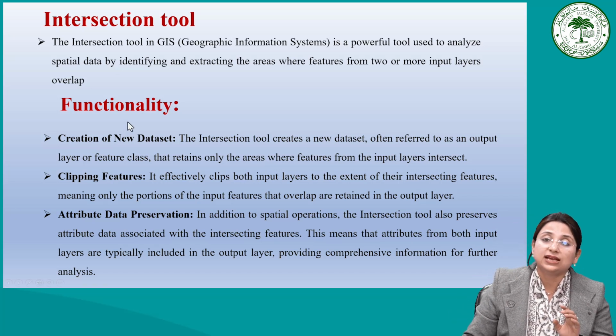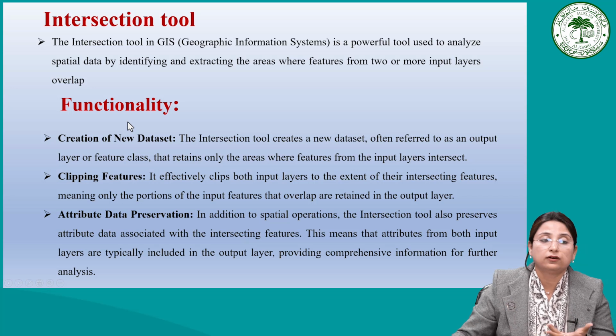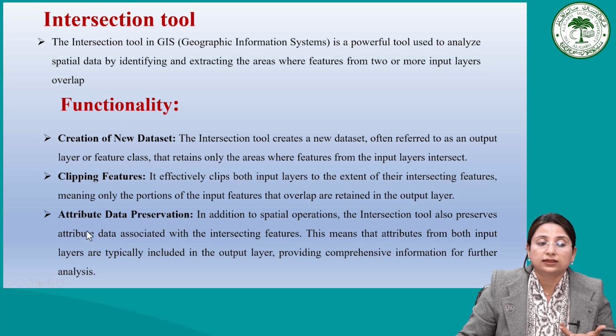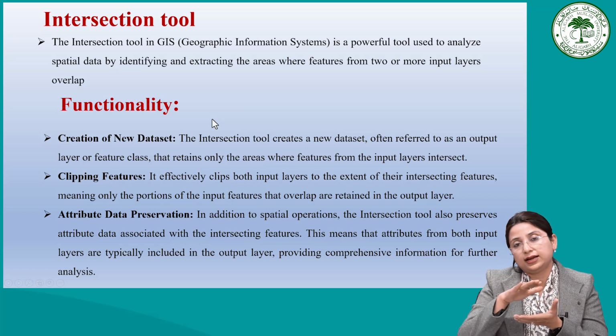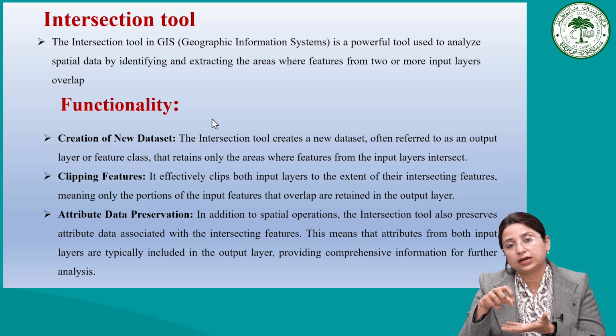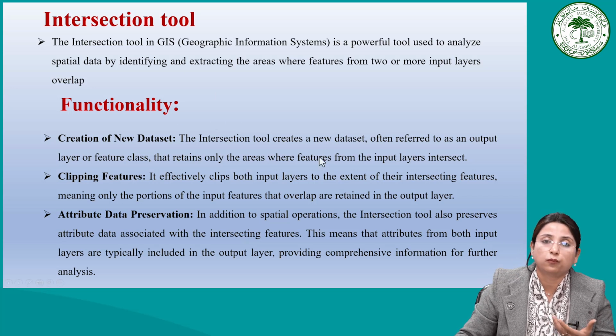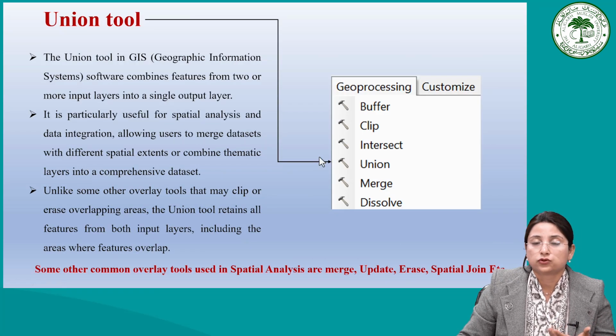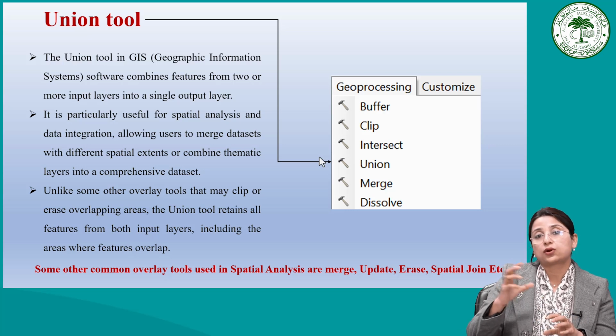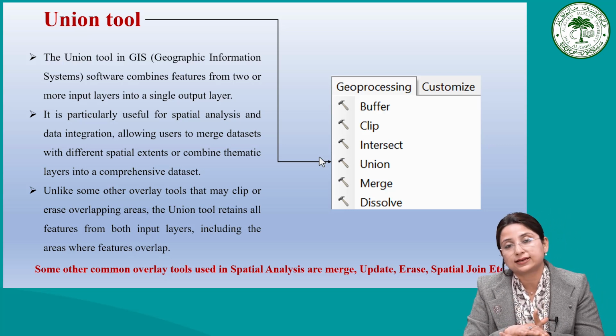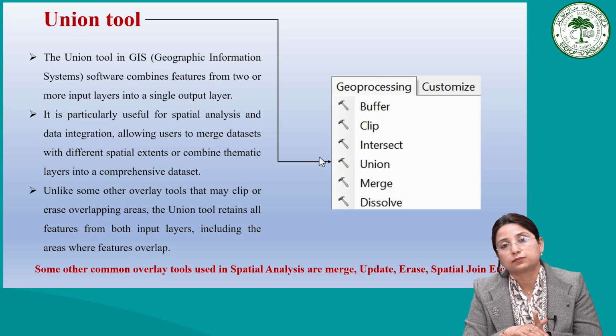We can clip the intersection portion, that is another functionality, and not only geometrically are we clipping out the intersected area, but we can also have the attribute data of both these input features. So basically here we extract out the intersection portion.